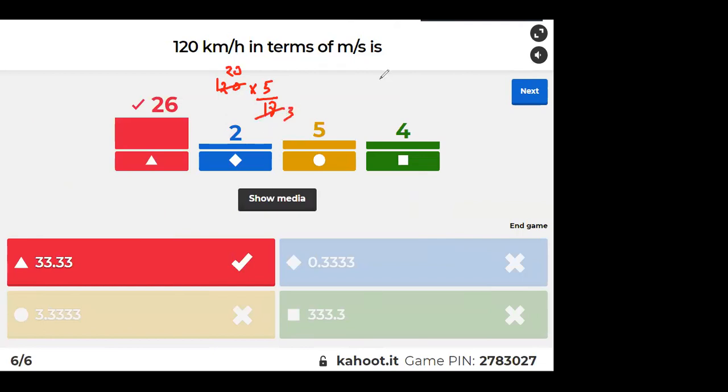So what's the answer of 100 by 3? I hope all of you know. What is the answer of 100 by 3? So 100 by 3 is 33.33. That is the answer. Okay, yes, correct. Very good, everyone. So I guess most of you are getting it, right?